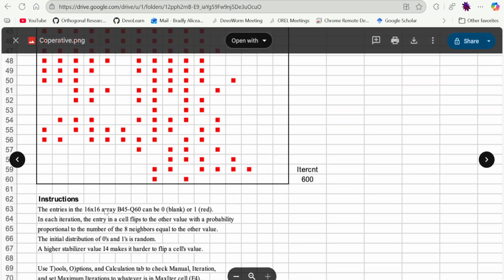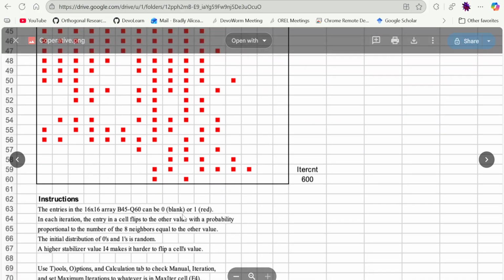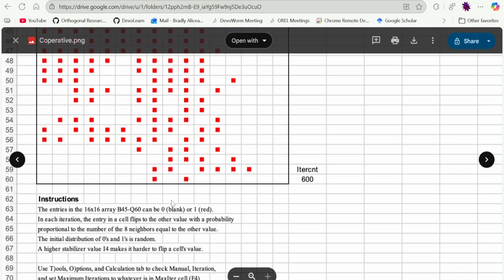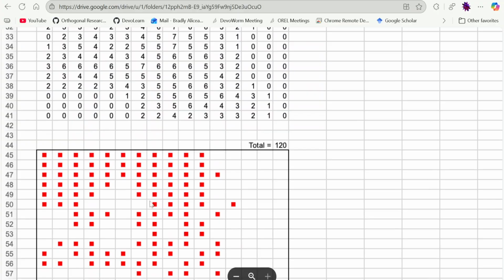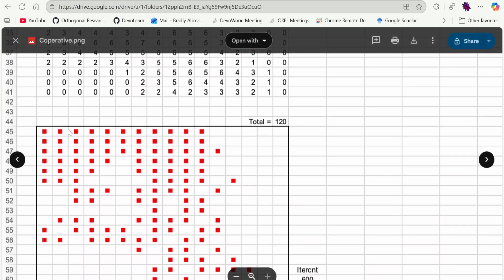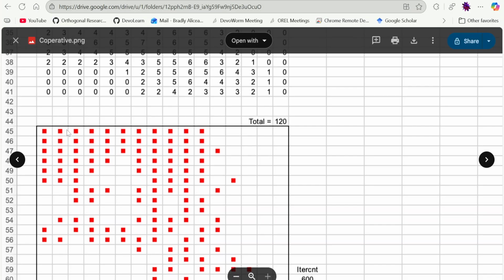So the entries in the 16 by 16 array can be 0, blank, or 1, red, these red squares. In each iteration, the entry in a cell flips to the other value with a probability proportional to the number of 8 neighbors equal to the other value. So in this case, we have these neighborhoods of 8 cells surrounding an initial cell. So this cell here is going to have 8 neighbors. It's going to be every cell that surrounds it. 3 on the top, 3 on the bottom, and 1 on each side.